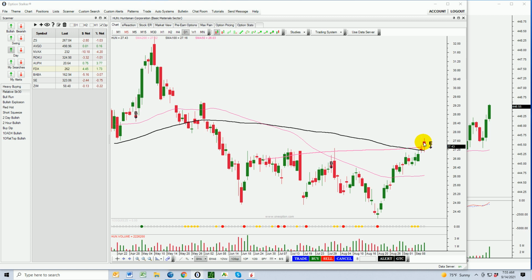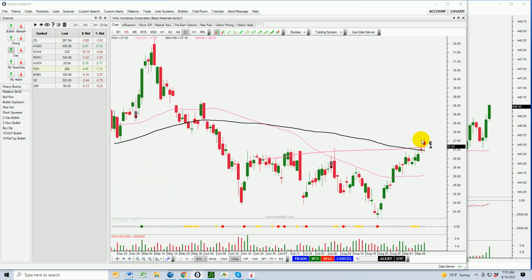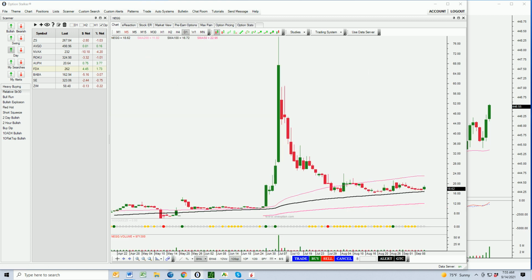I would have liked to have seen a green candle here, particularly since the market had a nice little bounce on the close. Let's see what it did into the close. Yes, it followed the market, so this stock actually looks pretty decent as well. You can see it's above the major moving averages. HUN is the symbol. This we know has some potential.